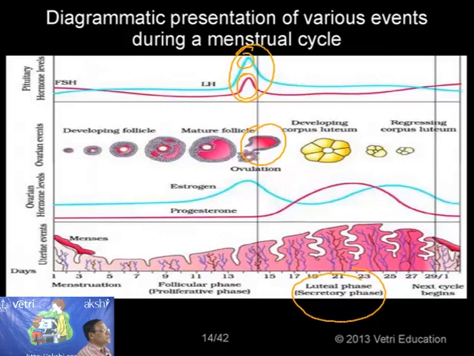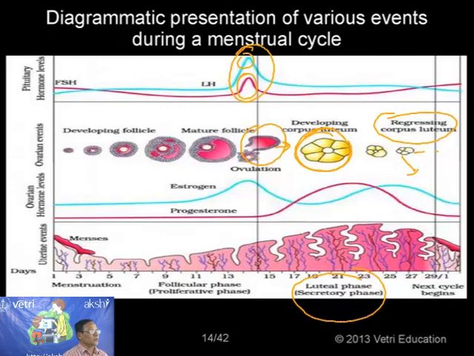Now, after the rupture of the follicle in the luteal phase, the corpus luteum is formed. This is the corpus luteum, developed from the empty follicle. If fertilization occurs, this corpus luteum persists. If there is no fertilization, no pregnancy, you see the regressing corpus luteum decreasing, and finally it is left as scar tissue, what I mentioned earlier, the corpus albicans.